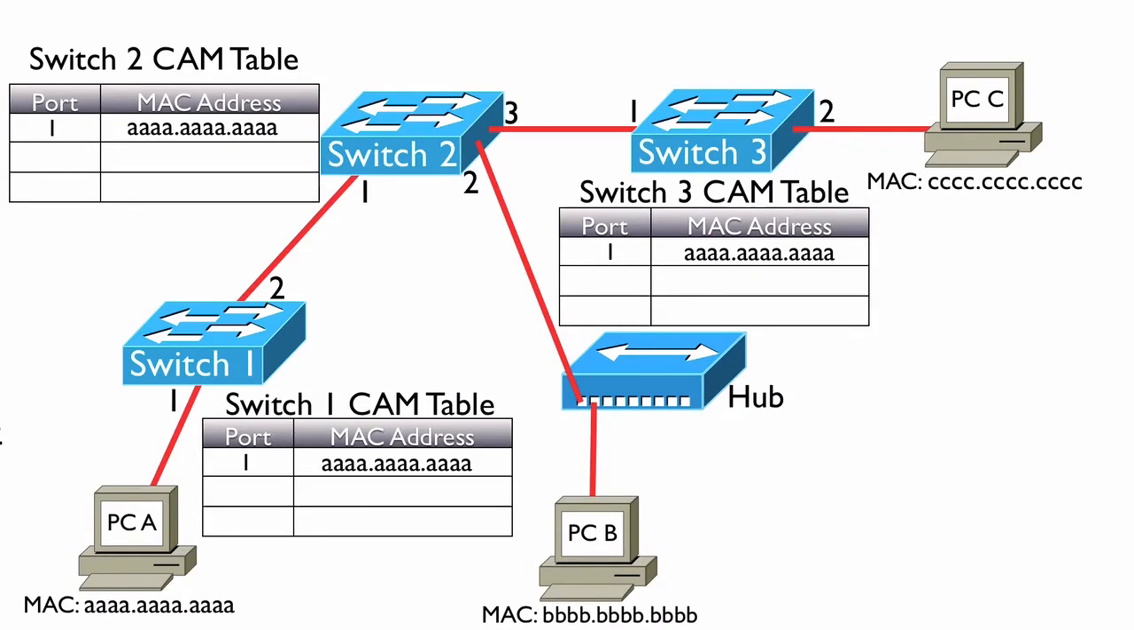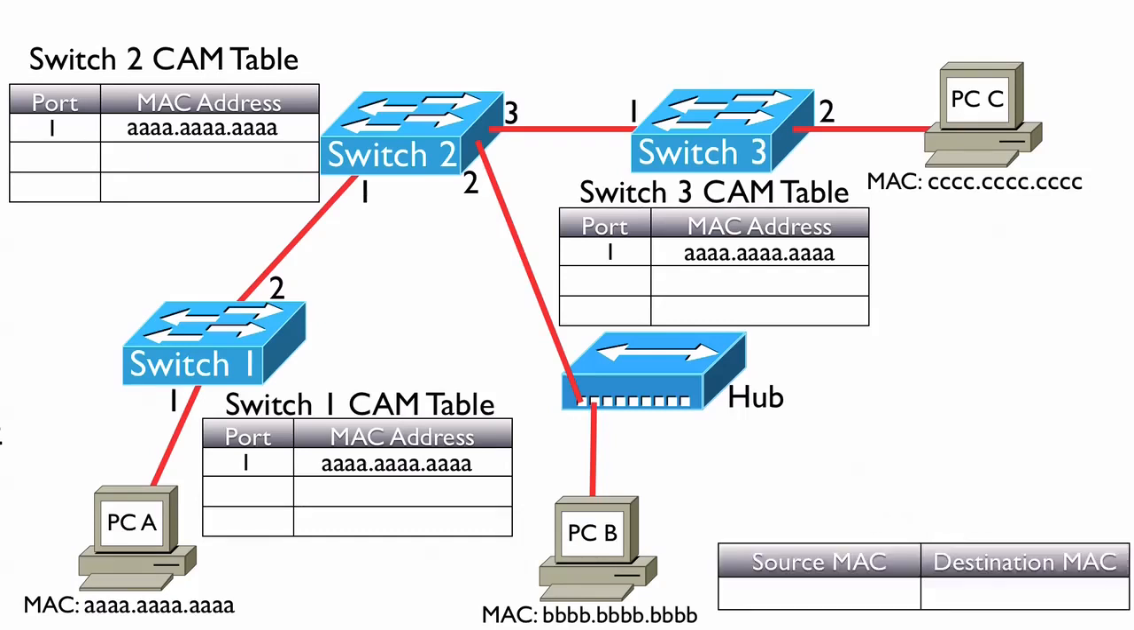And over time, the other computers on the network will start to speak as well. Let's say that PCB sends an ARP packet at some point. We've got a source MAC address of all B's, and we're going to a destination MAC address of all F's, the broadcast MAC address. The packet goes through the hub into port 2 of switch 2. Switch 2 is then going to make a note in its CAM table that off of port 2, I've got a MAC address of all B's. It then floods that frame out of ports 1 and 3.